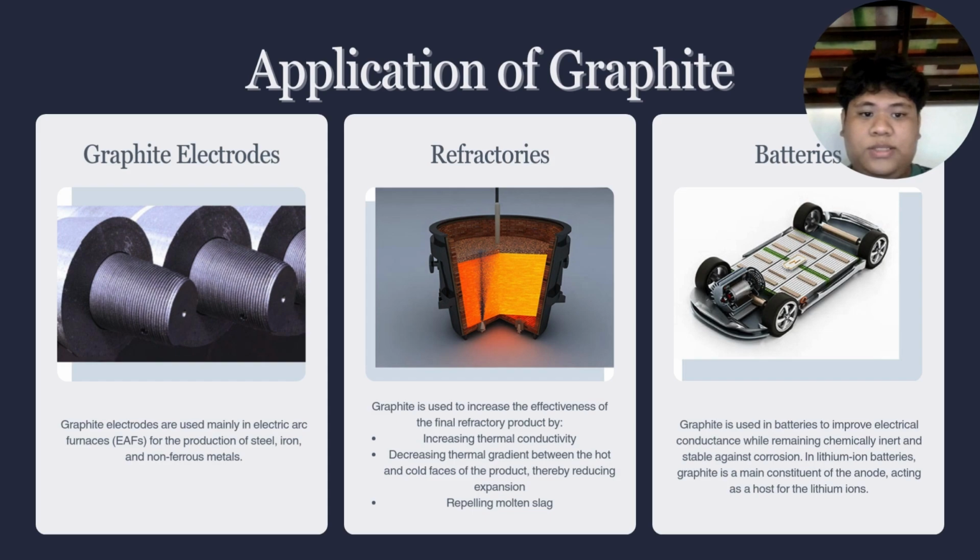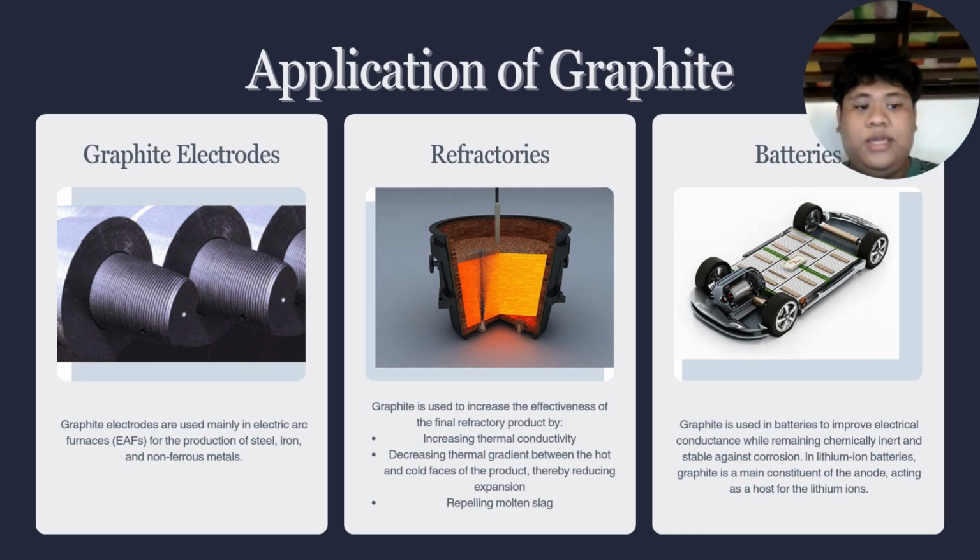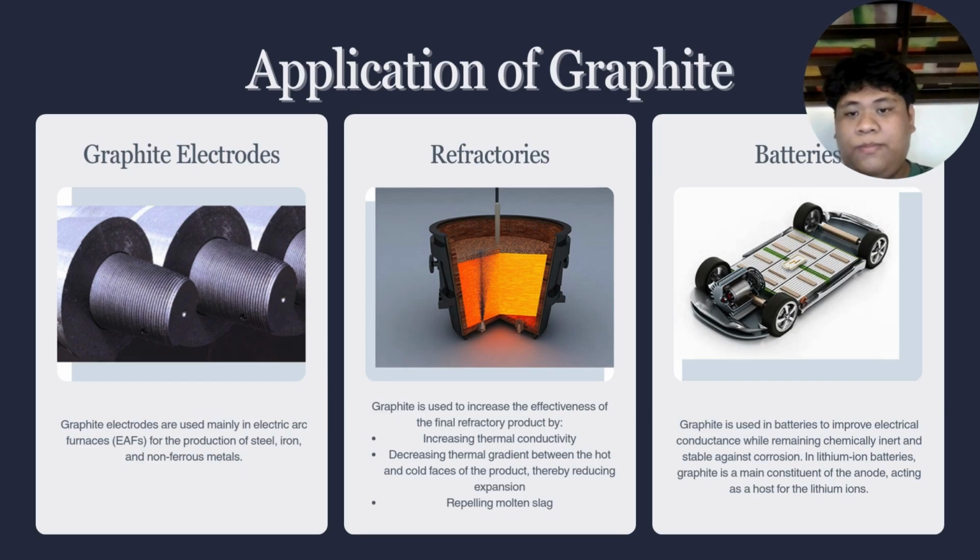And the last one is battery. Graphite is used in battery to improve electrical conductance while remaining chemically inert and stable against corrosion. In lithium-ion batteries, graphite is a main constituent of the anode, acting as the host for the lithium ion.